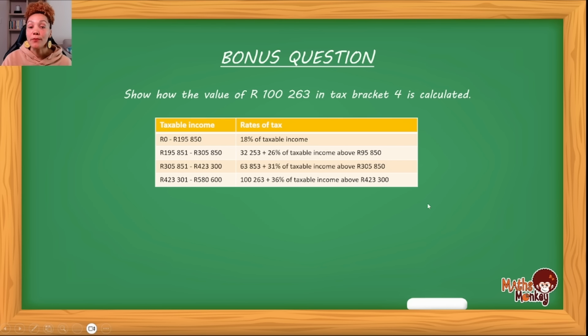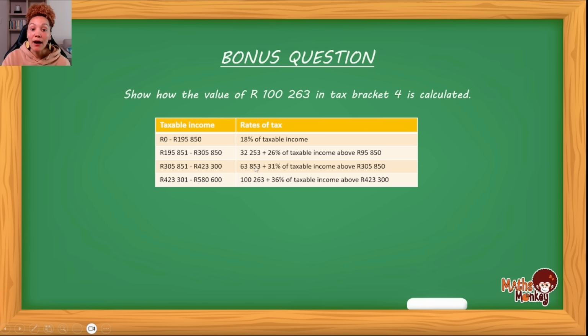Now, I want to give you the bonus question, which I mentioned at the beginning of this lesson. Sometimes they ask you questions that are out of the ordinary, and this is one of them. I want to show you how you would answer it. This question says, show how the value of 100,263 in tax bracket 4 is calculated. So this is this value over here.